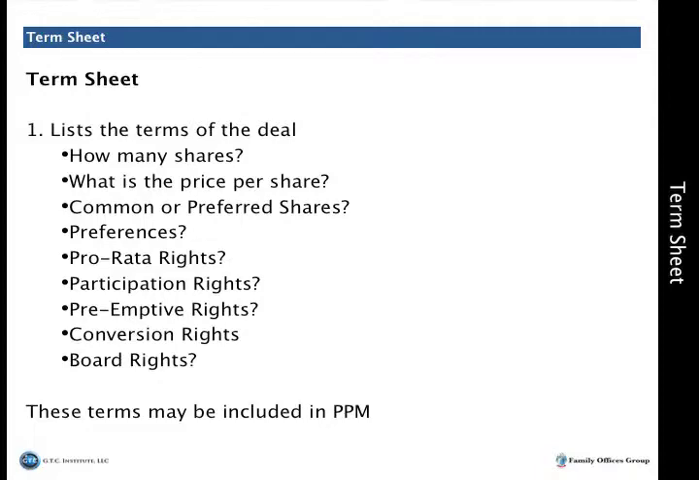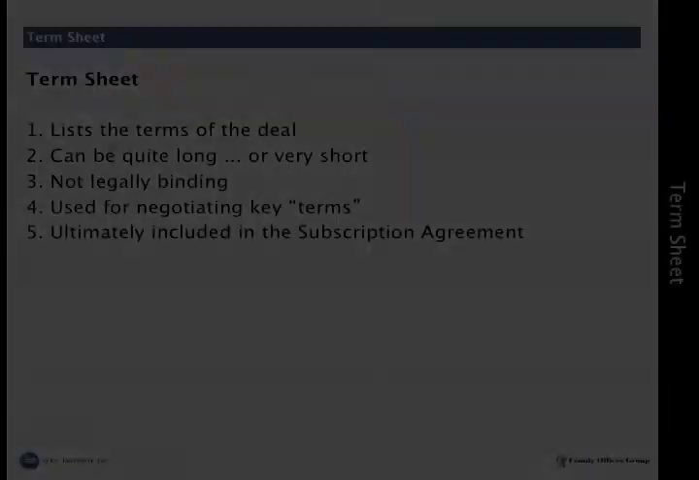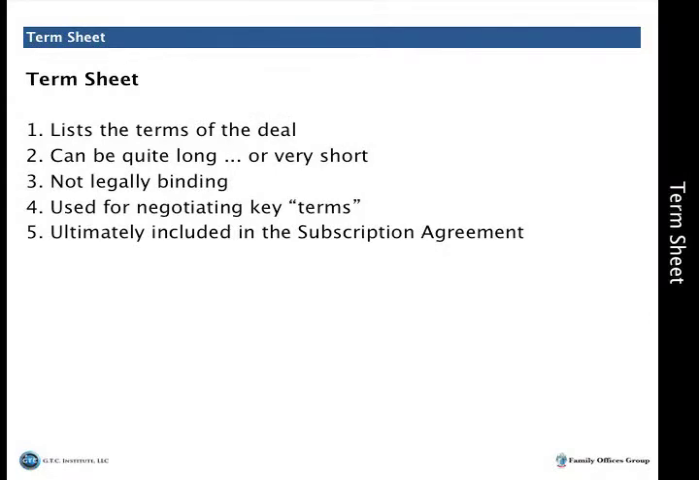These same terms are often included in PPMs as well. It is just a matter of which side starts the negotiations. Term sheets can be quite long, but some investors favor shorter term sheets that just cover a few key terms. Regardless of length, term sheets are generally not legally binding. Instead, they are used for negotiating the key financial and legal terms of the transaction. Once the investor and company agree on all of the terms, they are included in the subscription agreement mentioned earlier, which is to be signed by both parties.